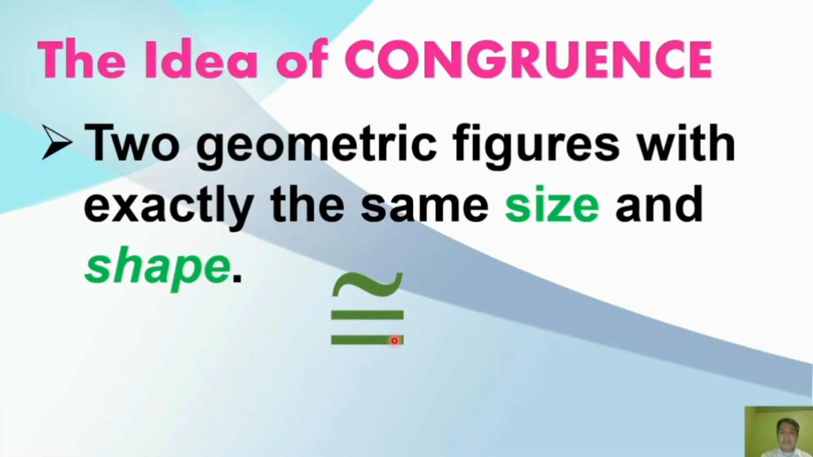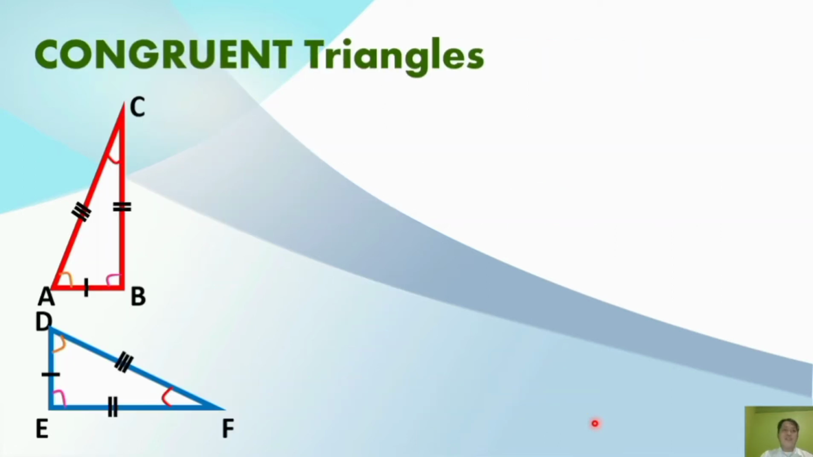It is read as "is congruent to." If we are going to make a statement, this will be read as "is congruent to." Suppose we have two triangles, triangle ABC and triangle DEF. When can we say that the two triangles are congruent? Okay, yes, you are correct. We can say that the two triangles are congruent when all the 6 pairs of corresponding parts are also congruent.